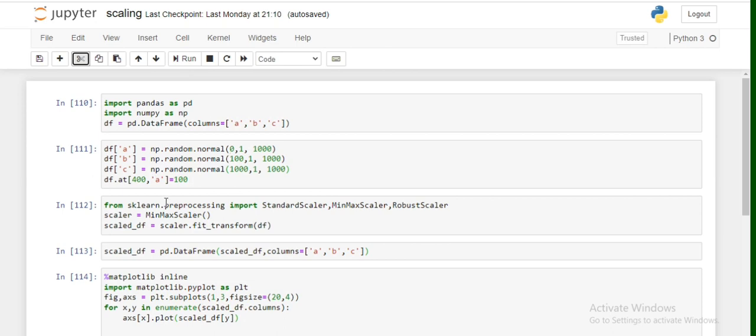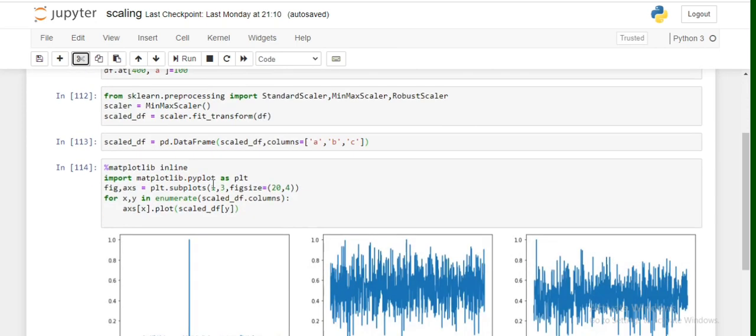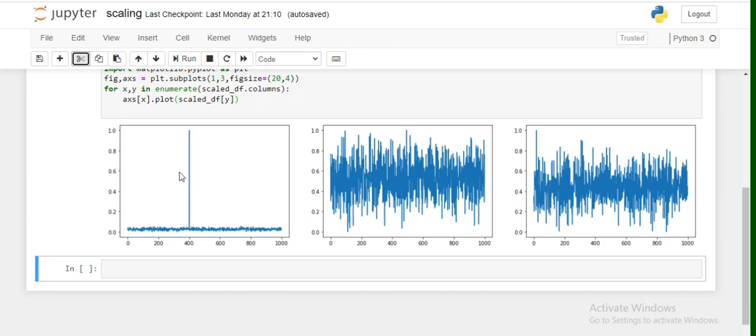Using the sklearn package, we have imported min-max scaler. We have called fit transform over the data frame. Now scale_df, that is returned by the fit transform, is a numpy array. So we are using the pandas data frame to convert that numpy array into a data frame, and then plotting the distribution after scaling.